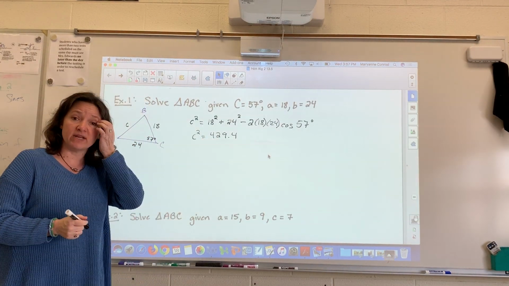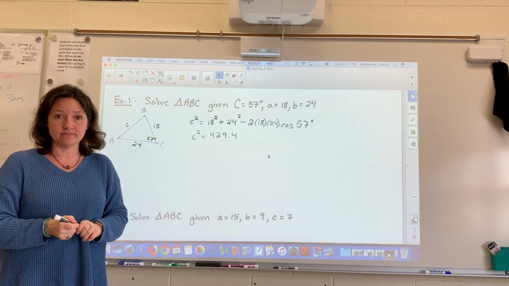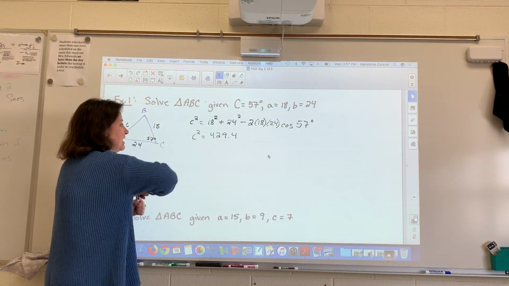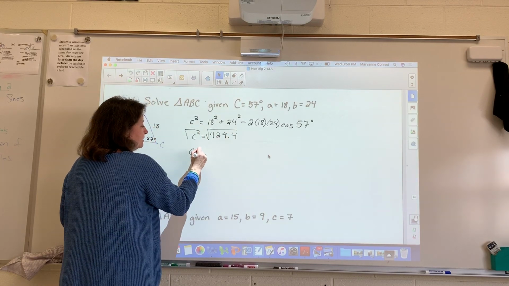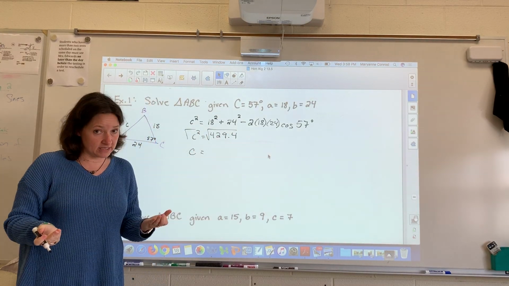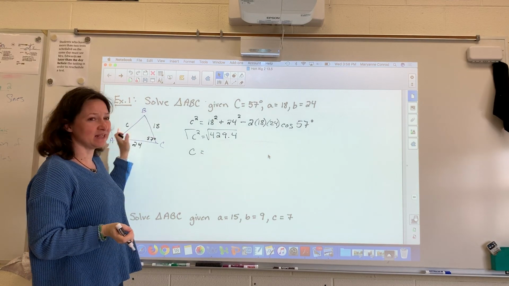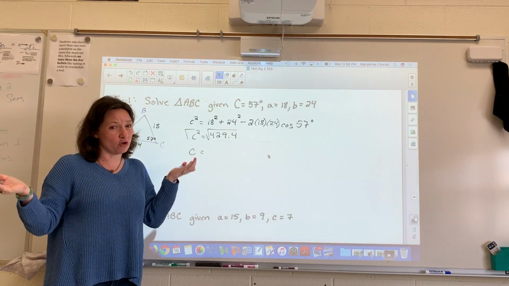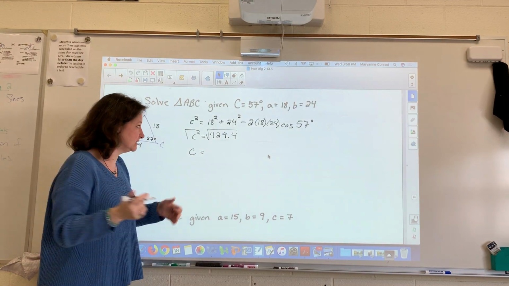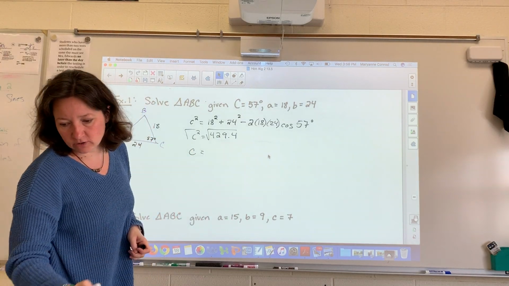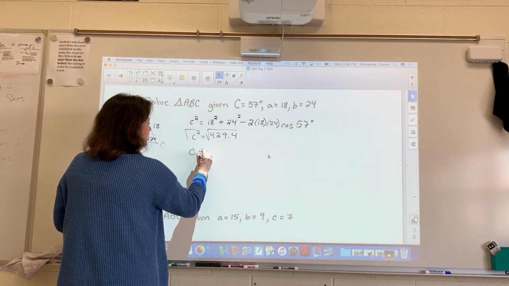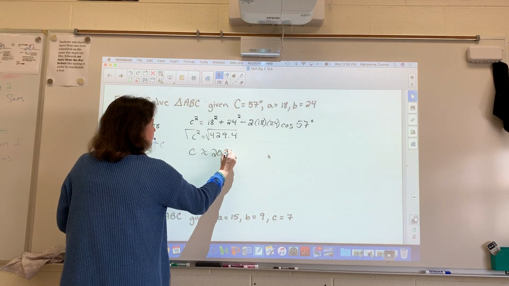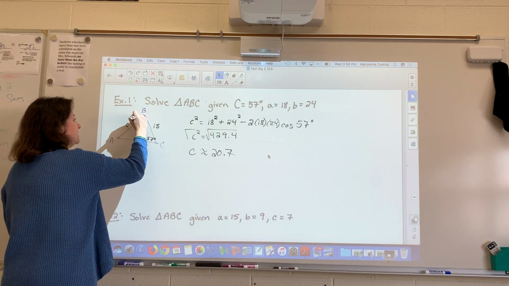And so at this point, we need to solve for c. How do we do that? We take the square root of both sides. And normally when we take the square root, how many answers do we get? Positive and negative. But since we're talking about the length of a triangle, it can only be positive. So the square root of 429.4 comes out to be approximately 20.7. So now we have side C.